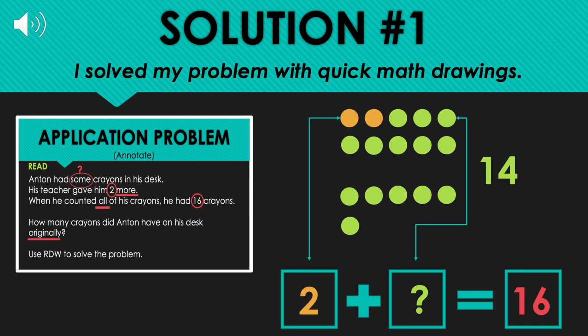Now that we've solved our problem, let's go over 2 common solutions that I think most of you probably used. Solution number 1. I solved my problem with quick math drawings. Because our application problem told us that the teacher gave him two more in addition to the ones he already had, a few of us may have already drawn two circles on our paper. On my screen, I made those two crayons, those two circles, orange, so I would know that those were the two more that the teacher gave Anton.